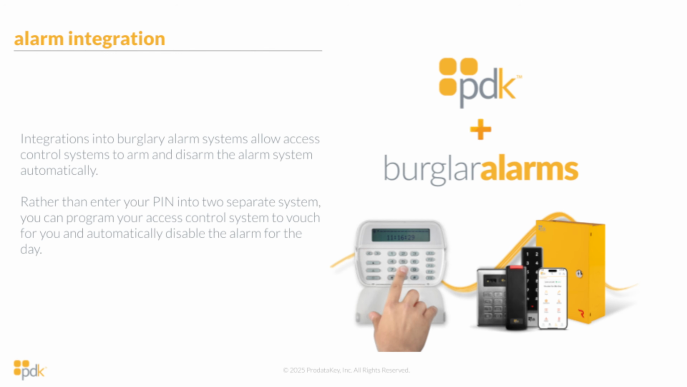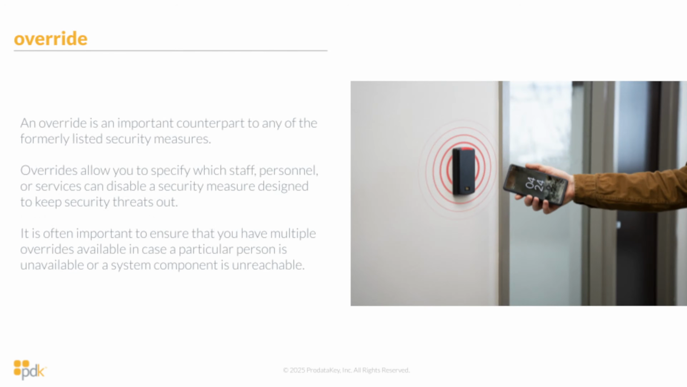And then finally, we have our override. So again, this is an important counterpart to any of the previous, with the exception of maybe that alarm integration. Overrides allow you to specify which staff, personnel, or services can disable a security measure designed to keep a security threat out. So when you initiate a lockdown or initiate a man trap, it's important to have somebody or some authorized individuals that are able to override that. And that will probably be programmed as a group event, which again we'll show in the video.